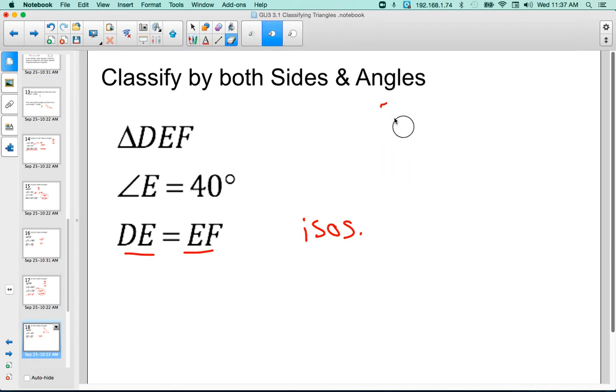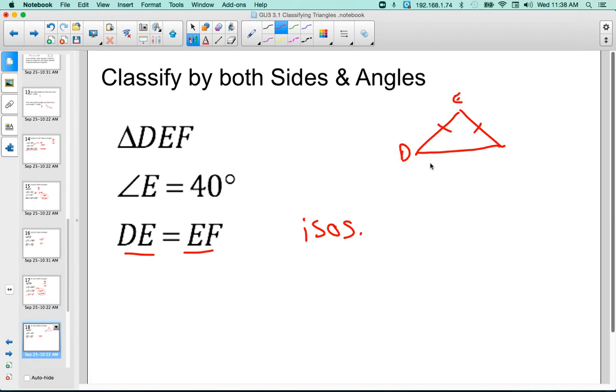I need E to be the point in between the two congruent sides. Let's draw it like this. So here are my congruent sides. I've got E in the middle. So DE and EF are the congruent sides. It says angle E is 40 degrees.